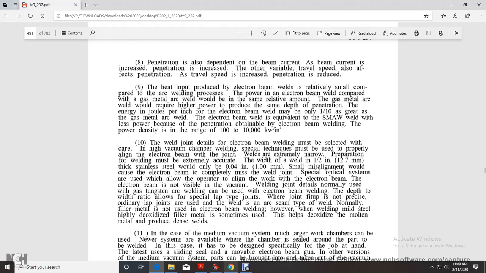Penetration is dependent on the beam current. As the beam current increases, the penetration increases. The other variable is travel speed, and also the effect of travel speed on penetration: as travel speed increases, the penetration is reduced.